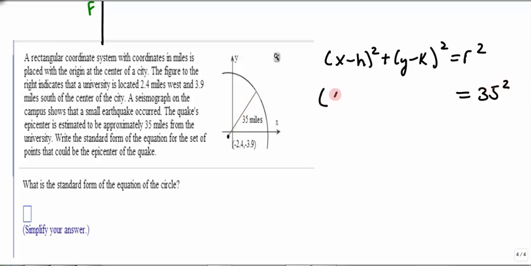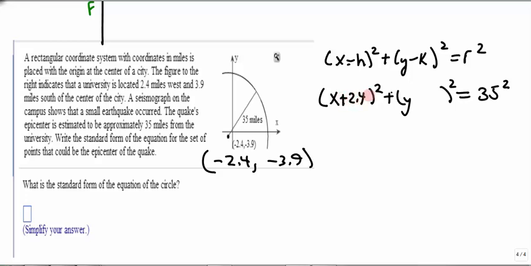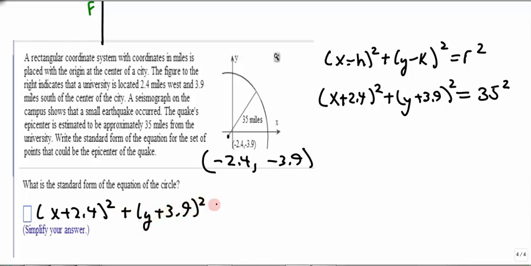Now remember what h and k are. h and k are the coordinates of the center of the circle. So this is (-2.4, -3.9). Now remember, in our formula this says minus h, which means the opposite. So this would be a plus 2.4 and a plus 3.9. So when I put this into my formula, this would be x plus 2.4 quantity squared plus y plus 3.9 quantity squared equals r squared.